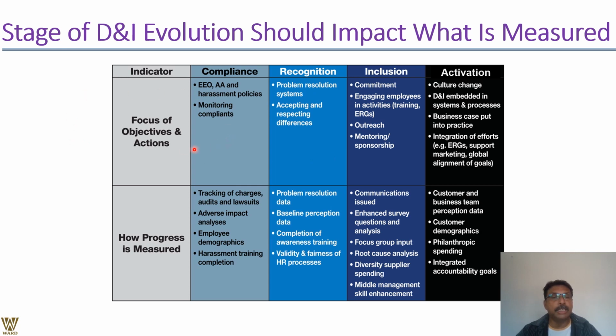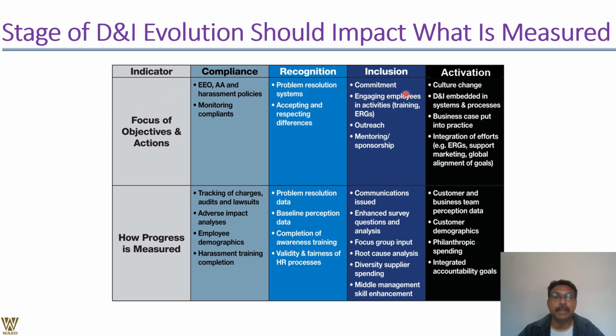Last but not least, as far as focus and objective is concerned, is activation. This is where the cultural change happens. This is where the assimilation of different cultural backgrounds will happen. D&I, or diversity and inclusiveness, is embedded in the systems and processes. The business case is put into practice, with integration of effort, for example ERG support, marketing, and global alignment of goals. Now, these would be our focus areas, right?